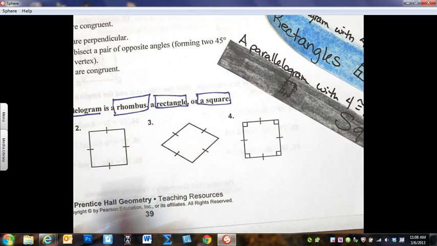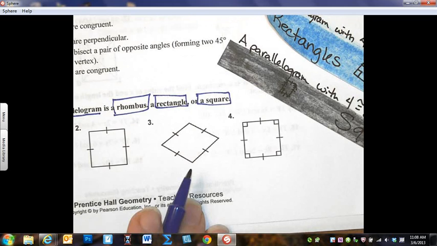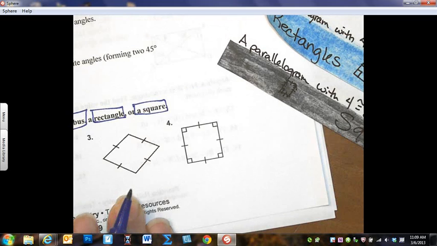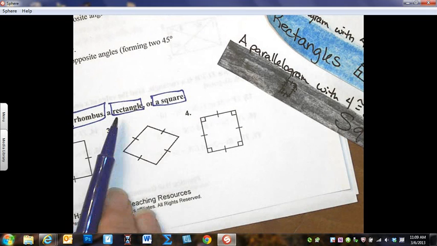The really important thing here on number 2 and number 3 is, do you know the corner angles? Did they tell you it's a right angle? Think about that as you do those two. And then look at number 4. What do you know about the sides? What do you know about the angles? Make a decision as to whether or not it's a rhombus, a rectangle, or a square.